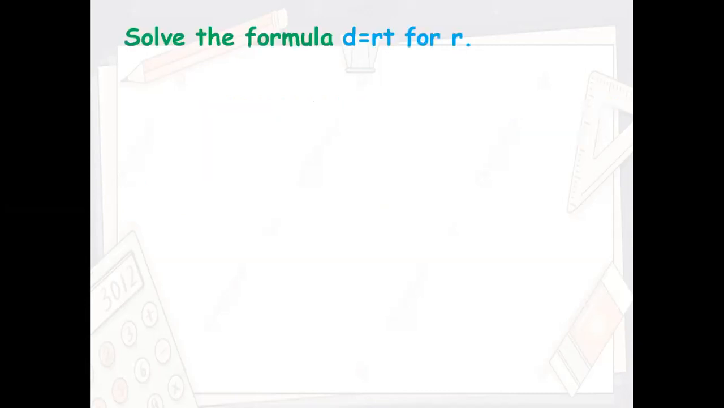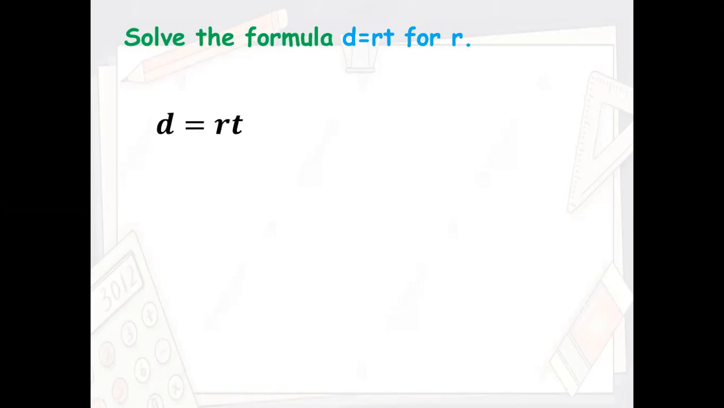To start with, I'll start with an easy example. Solve the formula D equals RT for R. Now they said you have to solve this formula, which is D equals RT, for R. So we have to isolate R. We have to keep R alone. We are going to solve the equation for R. Okay, now first we need to understand this formula. What does D equals RT mean?